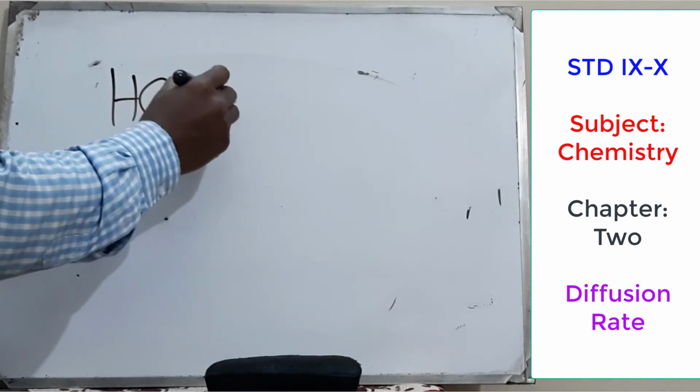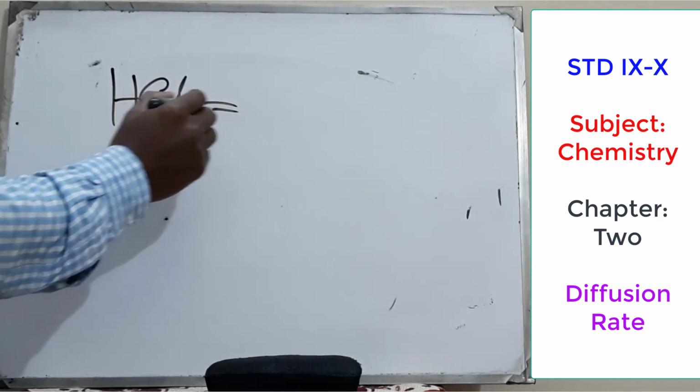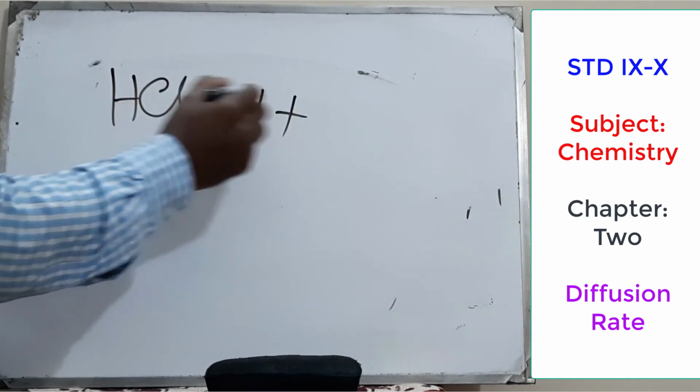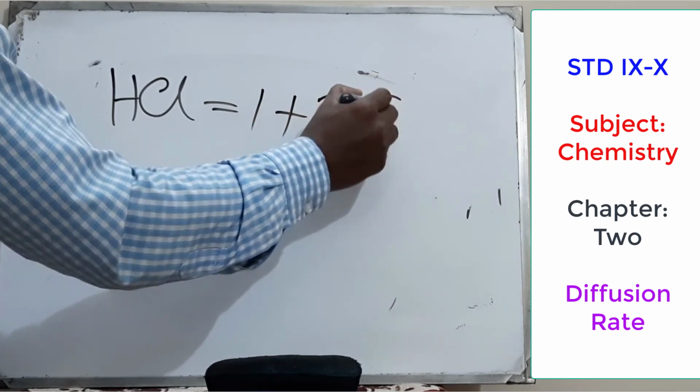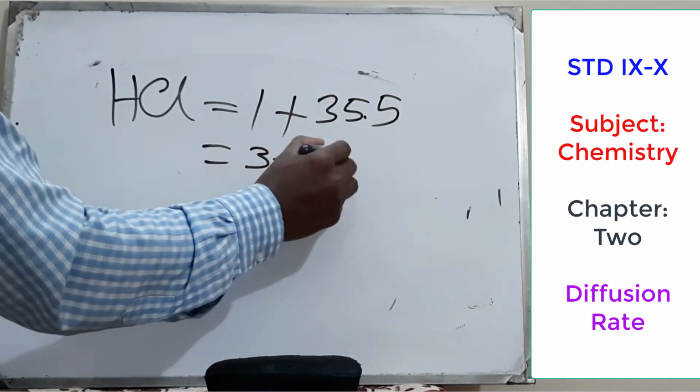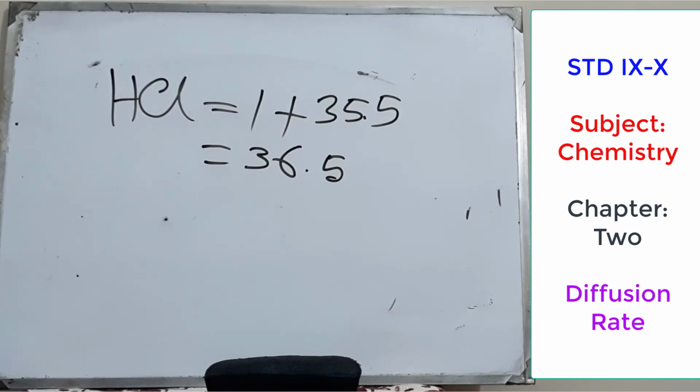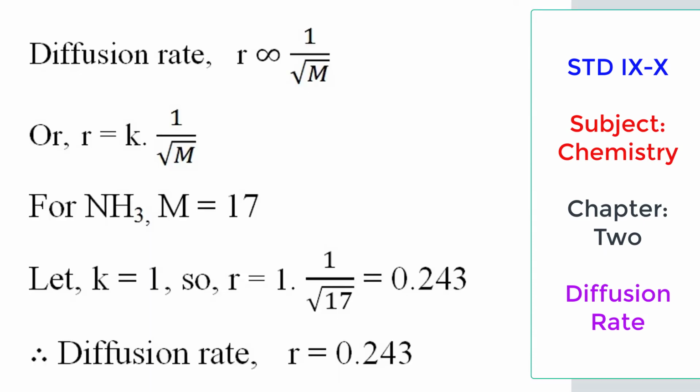If I consider hydrochloric acid, hydrogen is 1 plus chlorine 35.5, that means 36.5. So the molar mass of hydrochloric acid is greater than the molar mass of ammonia. Diffusion rate R is inversely proportional to the root over molar mass, or R equals K into 1 by root over molar mass. Here K is a constant.